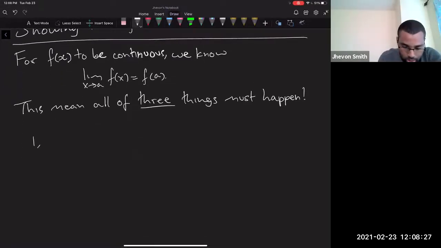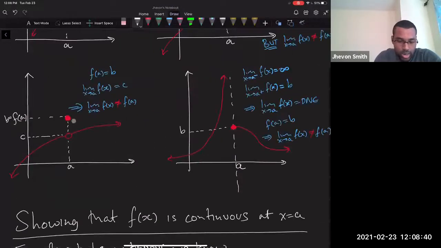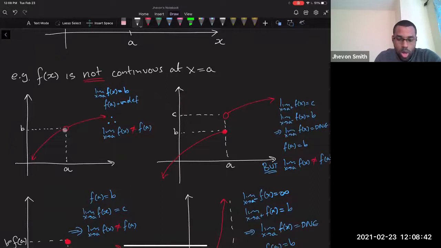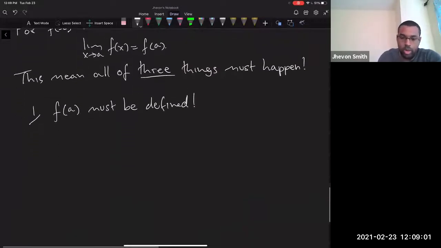One, f of a must be defined. Right? That means the right side of the equation needs to work, right? So once you have a situation where your f is not defined, you're automatically not continuous there, right? So if that is not fulfilled, you don't even have to check anything else. You're not continuous right away, right? So that has to happen, right? So your function must have a value at the point that you care about.